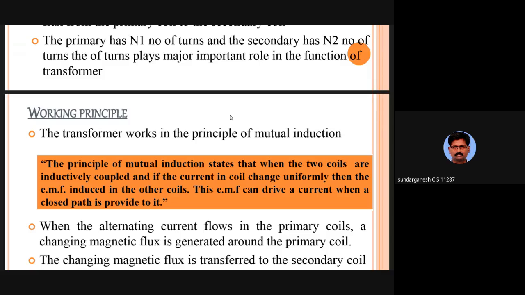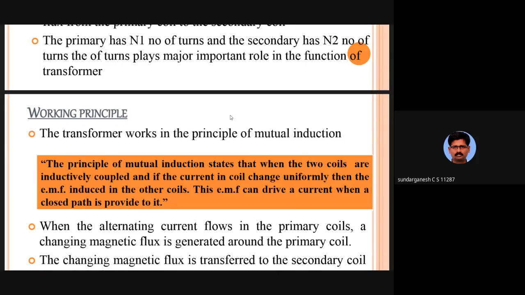So what I am doing is, we are taking two coils, they are magnetically coupled. The first coil produces flux. That flux interacts with the second coil. This flux will generate an EMF. If the second coil is short circuited, it will produce a current. So this is the working principle of mutual induction.